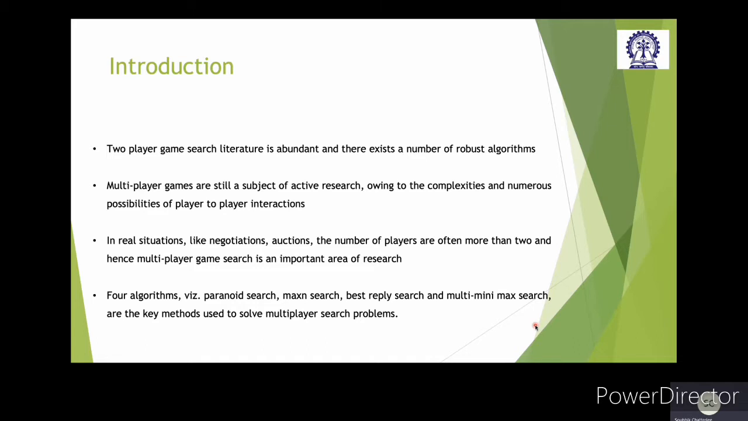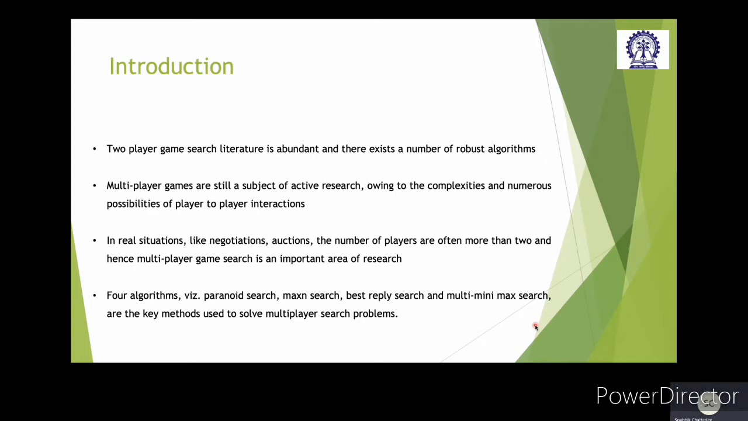player-to-player interactions. In real-life situations, like in auctions or in negotiations, where we see multiple parties bidding for the same object or same license, it's actually the multiplayer game algorithms which become more relevant. So today we'll be discussing the four major algorithms which we see in literature, and most of the other algorithms which appear in literature are actually variants of the four major algorithms.